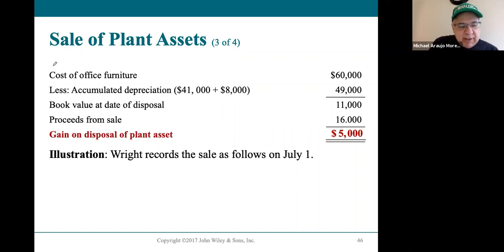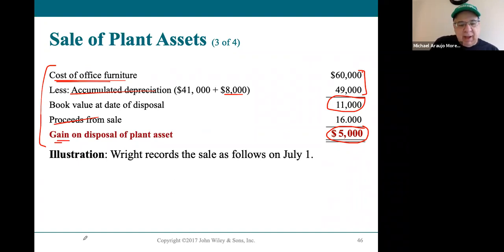Let's go right to this, which is a little easier to follow. They bought the office furniture for $60,000. The accumulated depreciation on that office furniture, including the first 6 months of the year, was $49,000. So the book value of the office furniture was $11,000 on the books. They sold that equipment for $16,000, much higher than the book value. So the difference of $5,000 has to be listed as a gain.